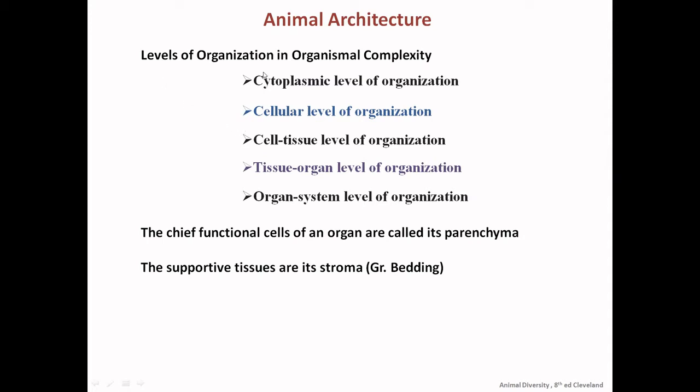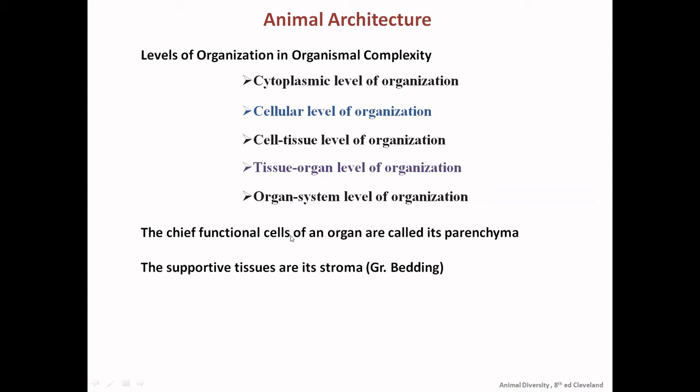The levels of organization in organismal complexity are as follows. Complexity level in the cytoplasmic level of organization, followed by the cellular level, then cell-tissue, then tissue-organ, and finally the organ system level of organization. So from the cytoplasmic to finally the organ system, it is divided into 5 categories.